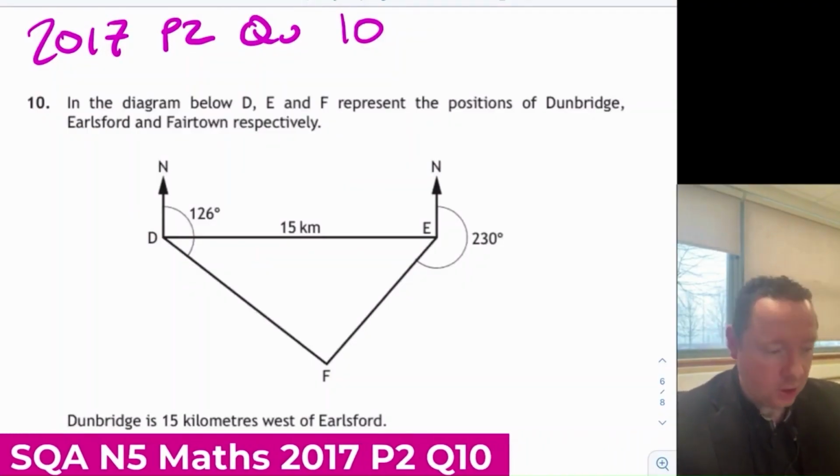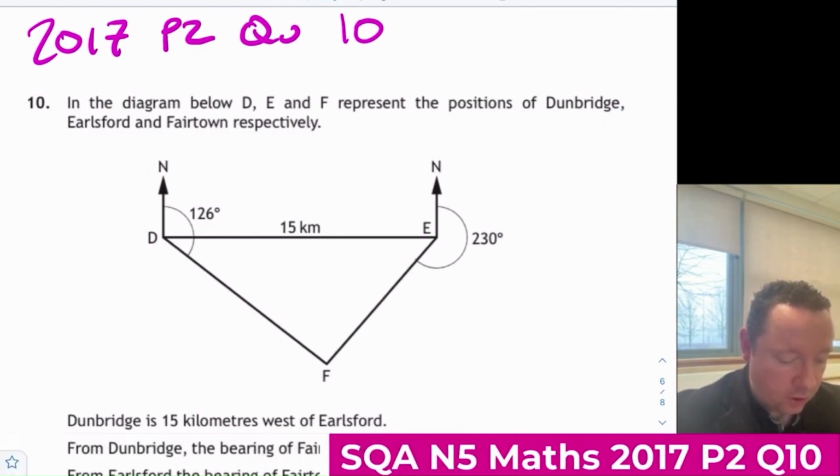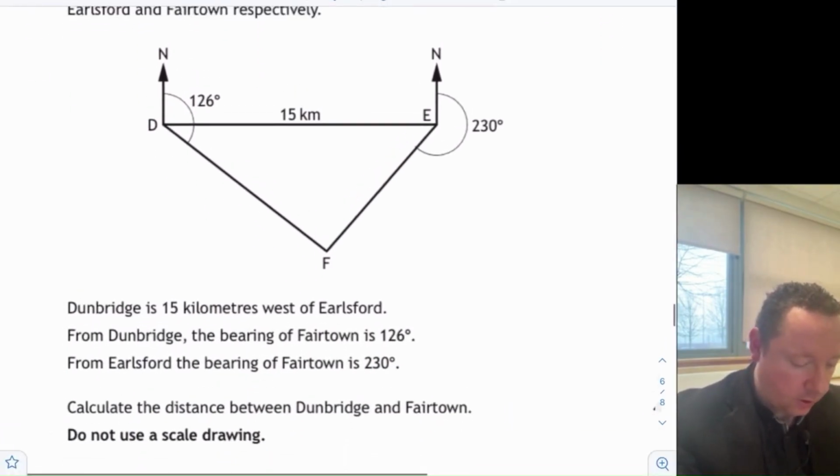2017, paper 2, question 10. In the diagram below, D, E and F represent the positions of Dunbridge, Aylesford and Fairtown respectively. It tells us that Dunbridge is 15 kilometres east of Aylesford, and it's drawn it in for us. From Dunbridge, the bearing of Fairtown is 126, which is drawn all the way round, north, down to Fairtown. From Aylesford, the bearing of Fairtown is 230. From Aylesford, 230 to Fairtown.